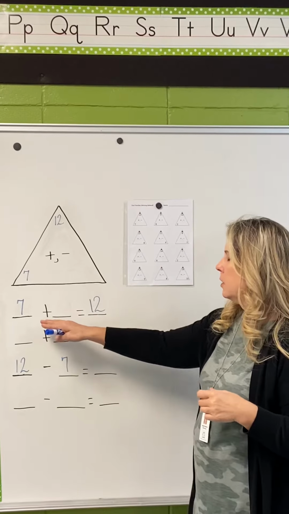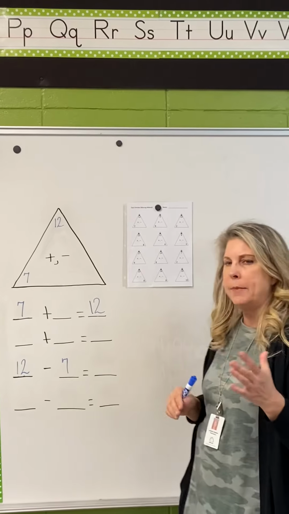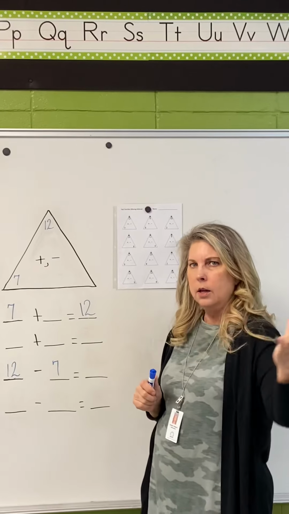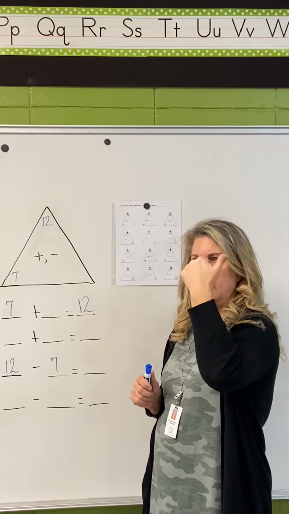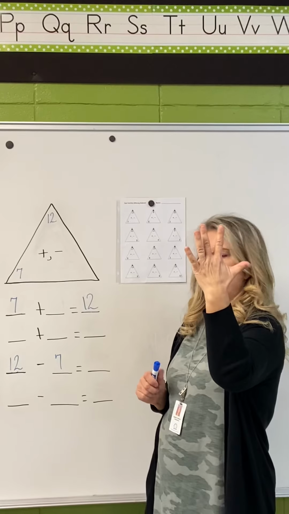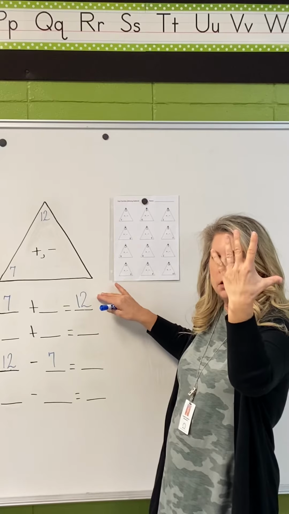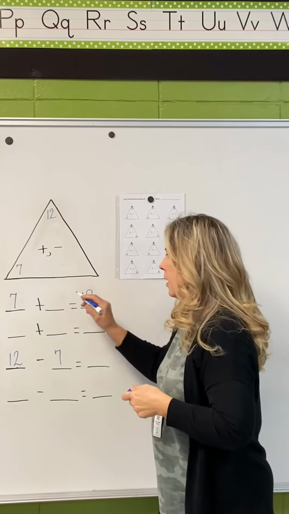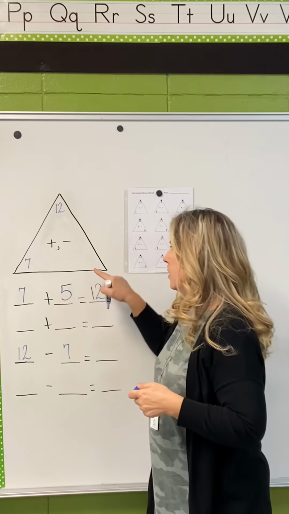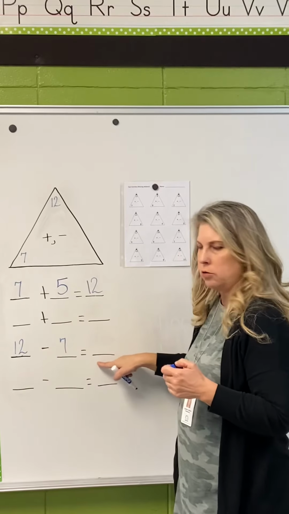So I'm going to start with my addition problem, and I'm going to grab 7 and count on, okay? 7, 8, 9, 10, 11, 12. How many fingers do I have up when I got to 12, boys and girls? 5 fingers. I have 5 fingers. So I think that this missing addend could be 5, but I'm going to check it now with subtraction.